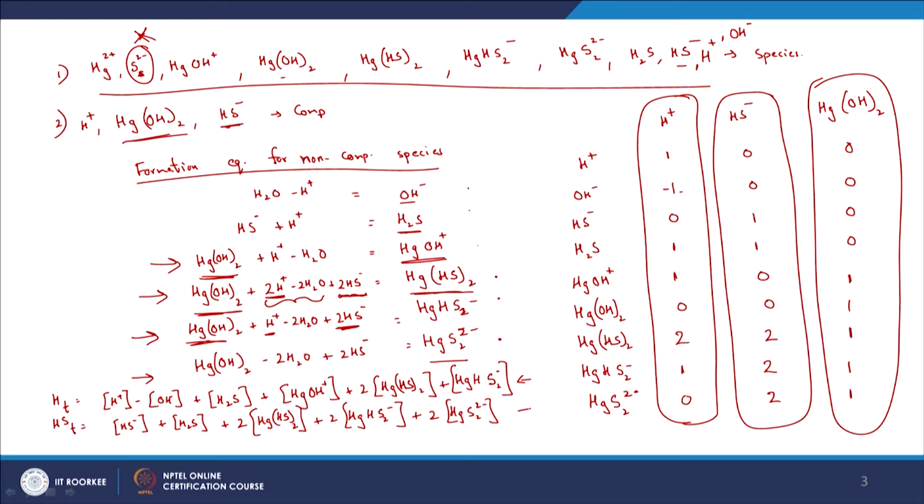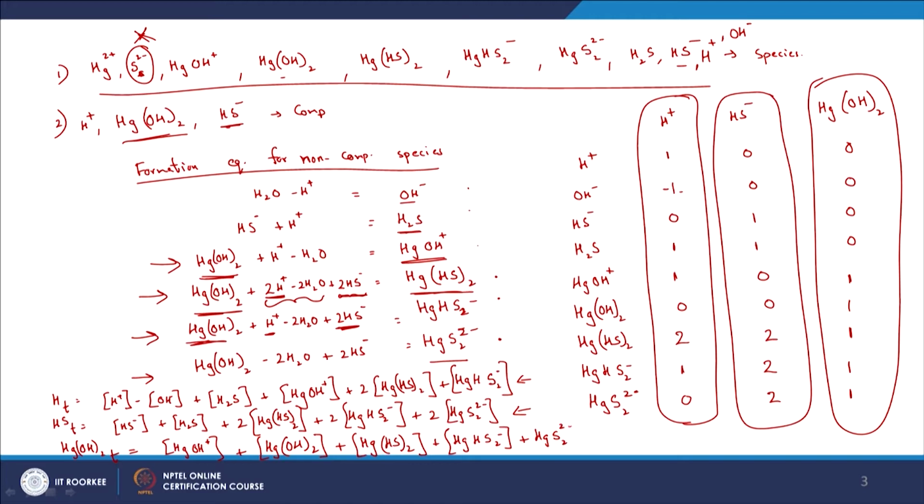And lastly, we have HgOH twice total. That's going to be equal to, as you see, 0, 0, 0 here. So it starts from here. It's going to be equal to HgOH plus, HgOH plus, plus HgOH twice, plus HgHS twice, plus HgHS2 minus, plus HgS2 2 minus, right?